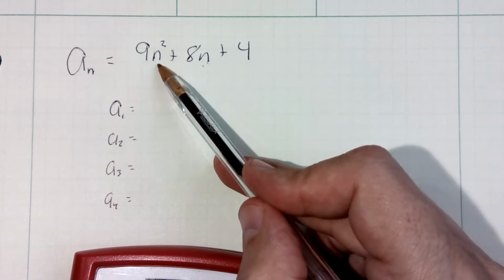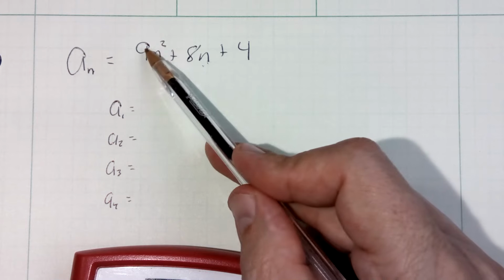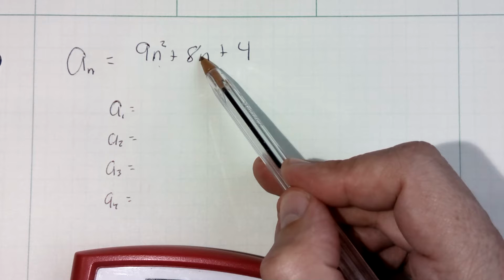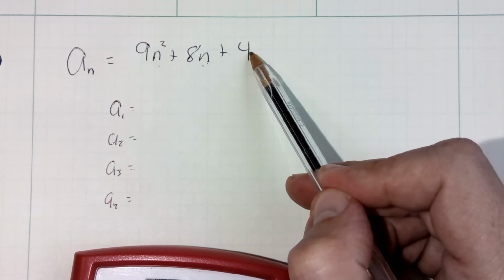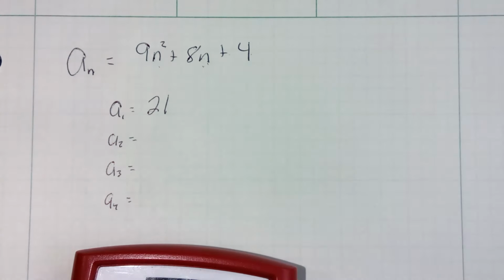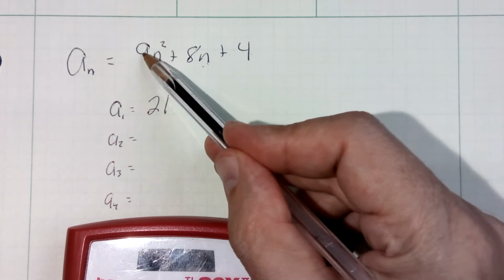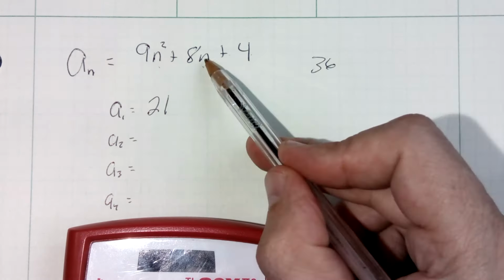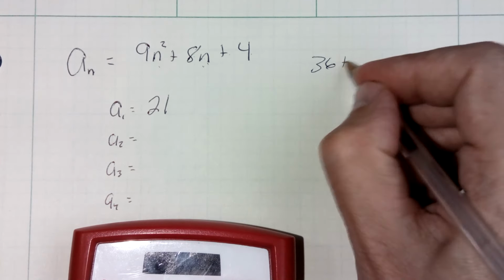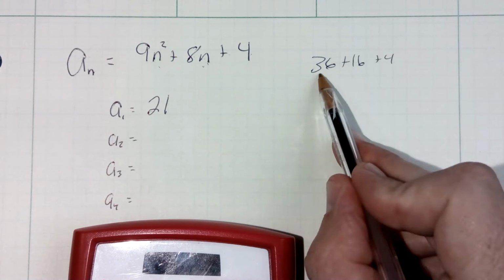So with a 1 squared, I'm looking for the first term. 1 squared is 1, times 9 is 9. 1 times 8 is 8. 9 plus 8 is 17. Plus 4 more is 21. So the first term is 21. To find the second term, I'm going to do a 2 here. 2 squared is 4. 4 times 9 is 36. Put a 2 here because I'm still evaluating for the second term. 2 times 8 is 16. So now I'm going to add 16 and then add my 4. That's going to be 20. That's going to be 56.